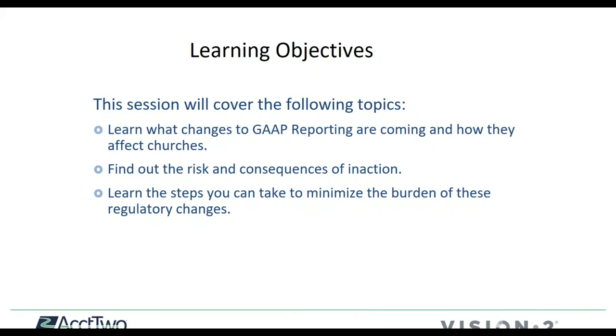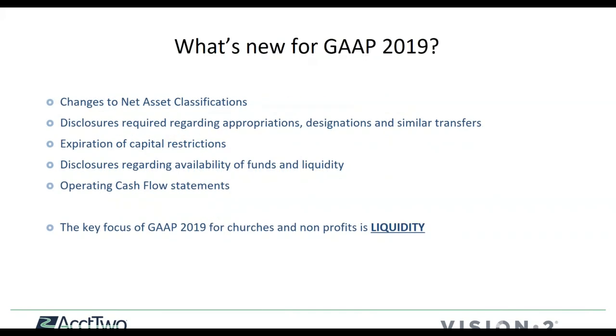Thanks, Peter. So we're going to talk a little bit about the GAAP changes for 2019. Peter, if you could advance us to the next slide. There are a couple of things that have changed that will impact us in our world. One is the change to net asset classification. We've always operated with three. We're going to be down to two in terms of the way we're doing GAAP reporting.